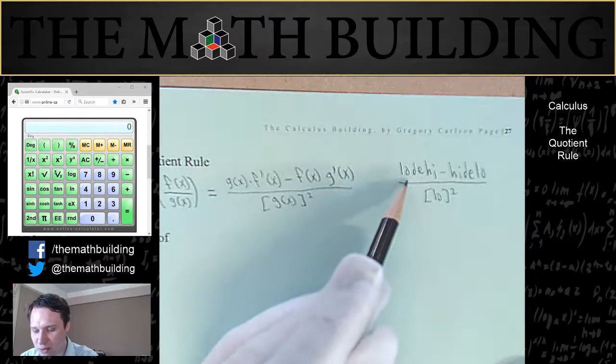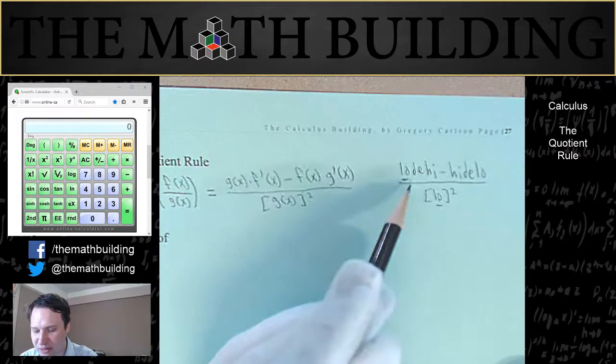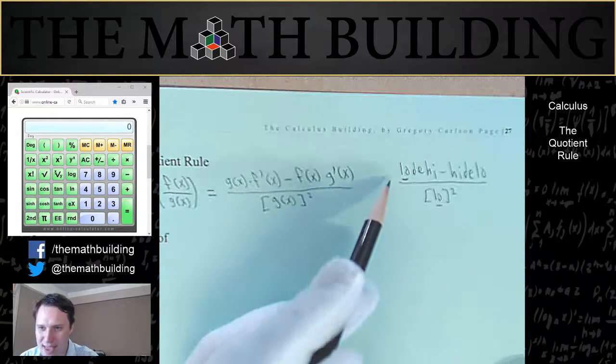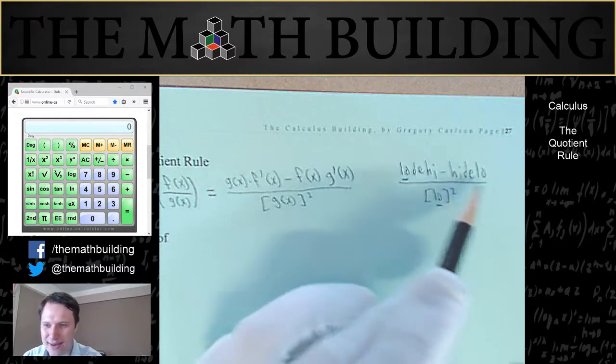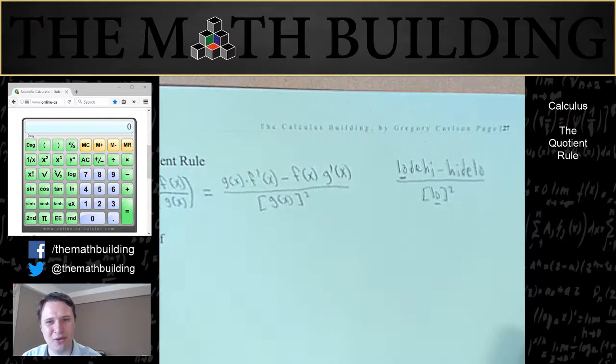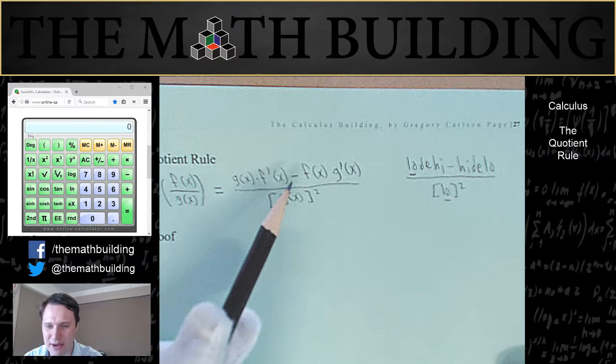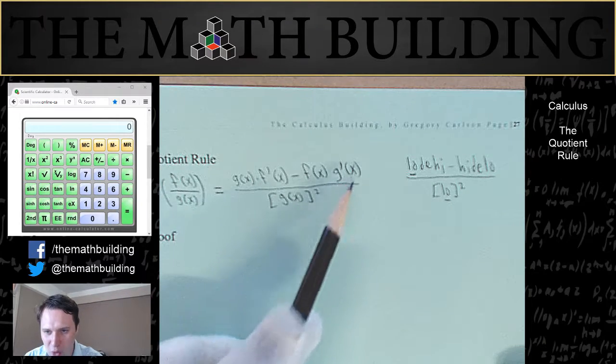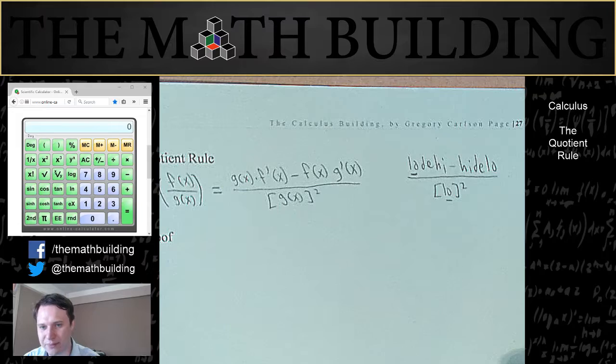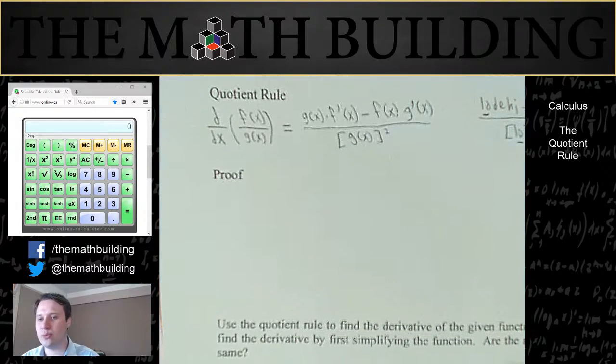And so notice they both start with low. The top and the bottom both start with low. And then the top is low D high D low. And on the bottom you have low squared. So it's the low times the derivative of the high minus the high times the derivative of the low over the low squared. So how on earth would we prove this?